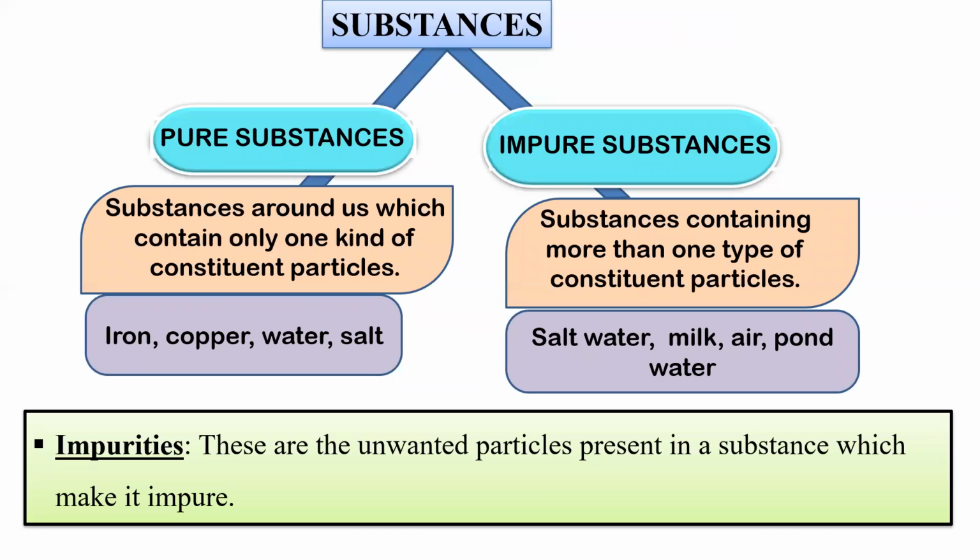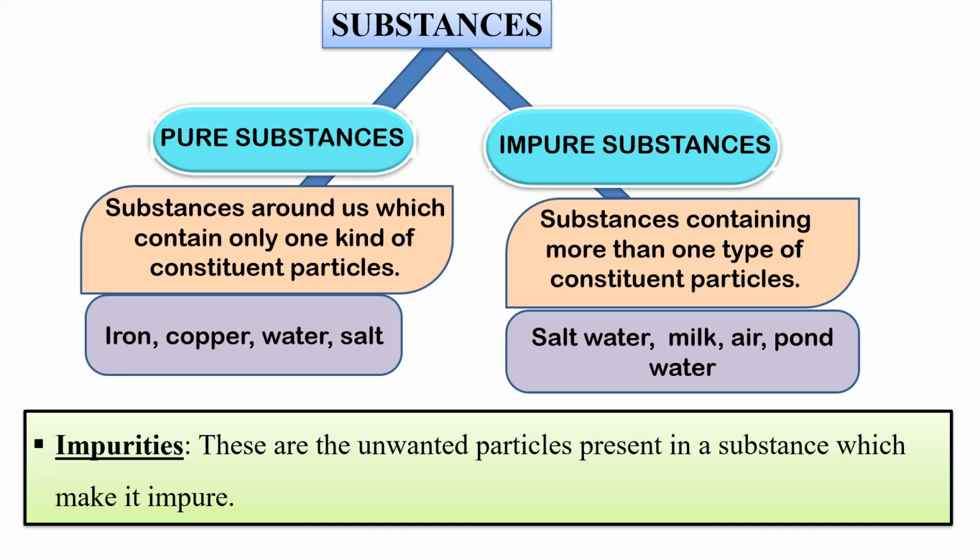Pure substances are substances around us which contain only one kind of constituent particles. That means it has one particle. Like iron, it has only iron. Copper, it has copper. Water, it has water also. Salt, it has salt. Now, water is the only thing which comes in both pure and impure substances, because filtered water is pure, and water directly from rivers or lakes will be impure.